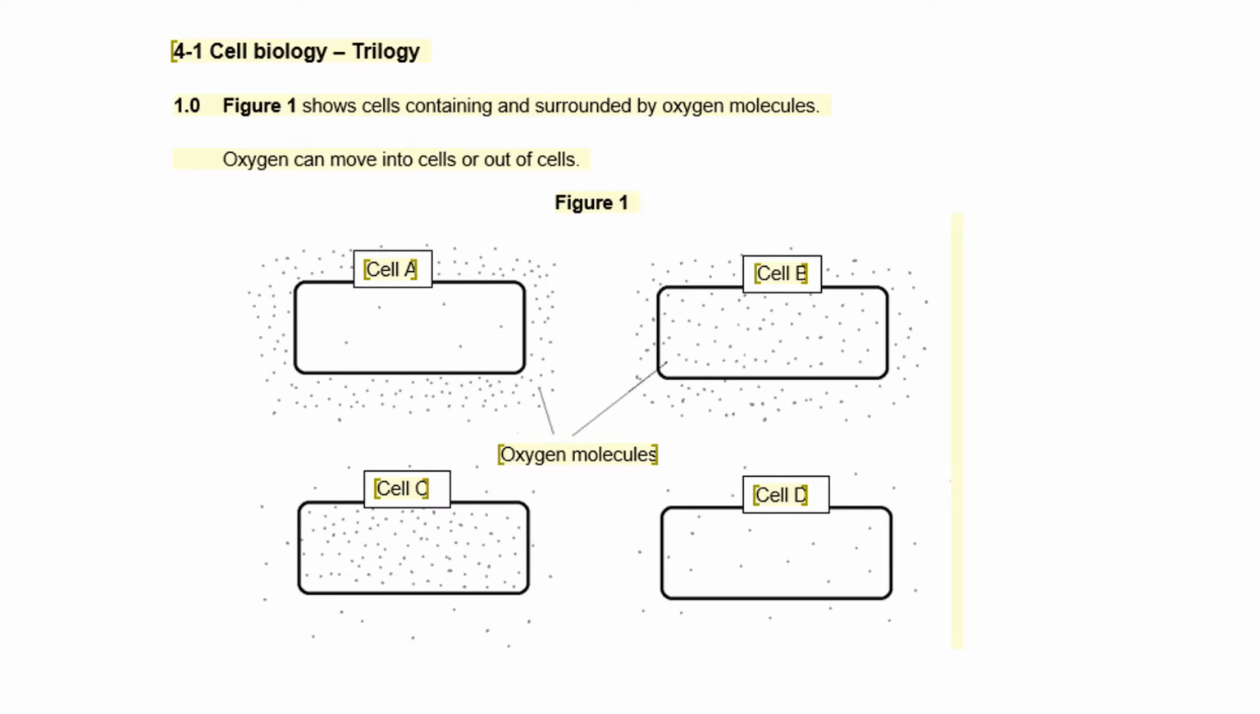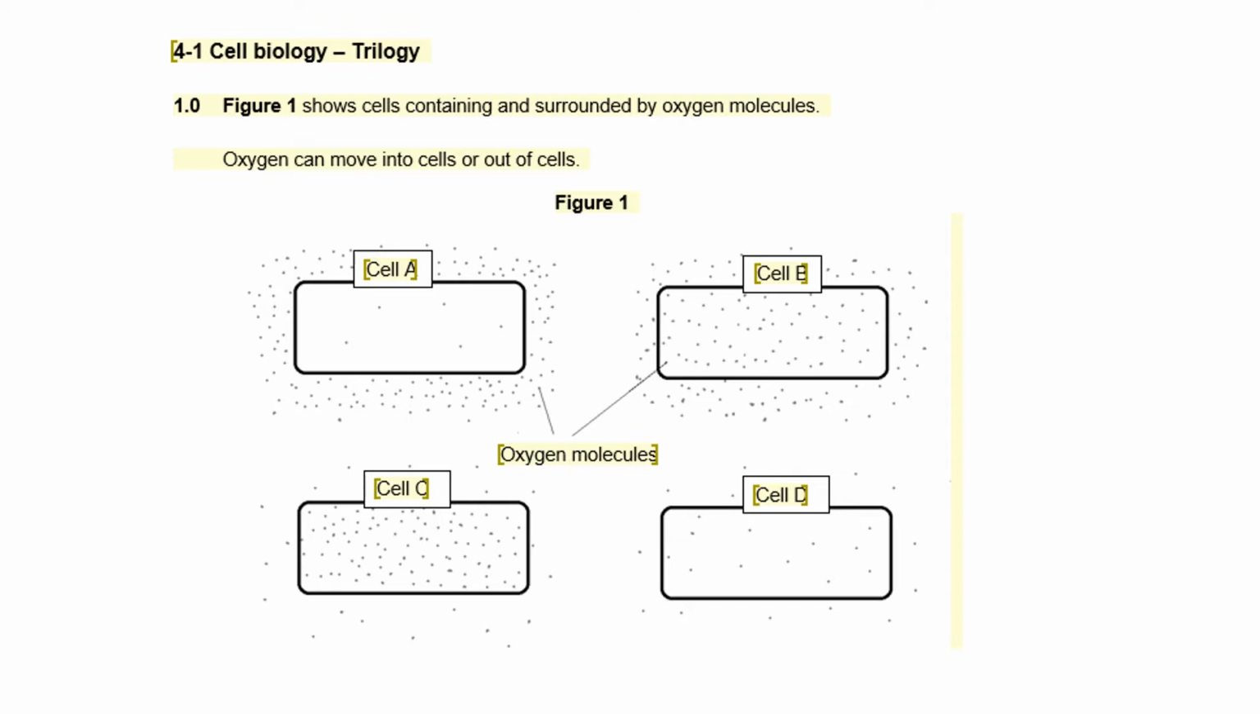Now, question number 1, it gave us 4 diagrams, and I would suggest making sure that you look at the diagrams first so you can work out yourself what it is that it's showing. So we have 4 cells, cell A, B, C, and D, and we have these little dots scattered around, and they're labelled as oxygen molecules. Looking at the picture, you can see the difference between them is how many of the dots there are and where the dots are.